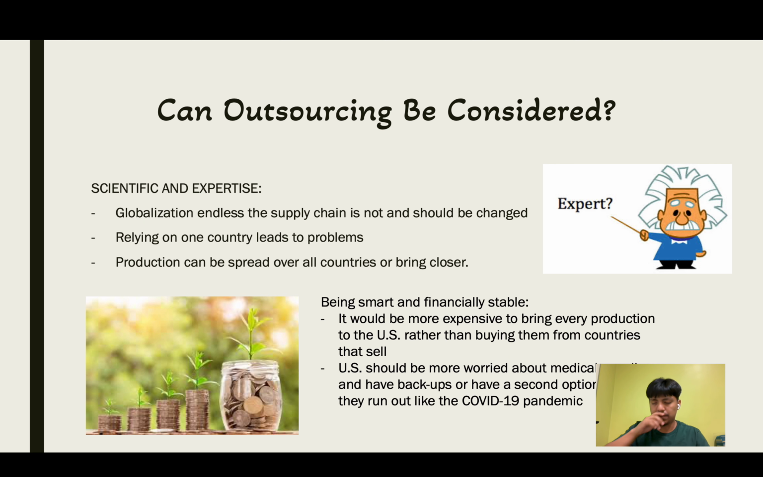It's good to have agreements and relationships, or rather, countries trusting each other. That's good, but not being too dependent on one country over another. The production can be spread all over the countries or brought closer, meaning countries can produce and trade all around the world. It's not just two countries, it's not limited. It could be anywhere in the world.